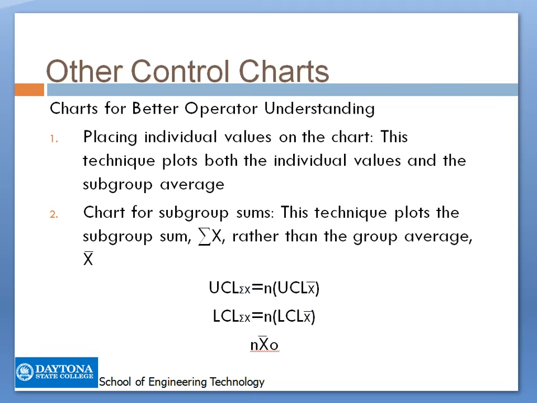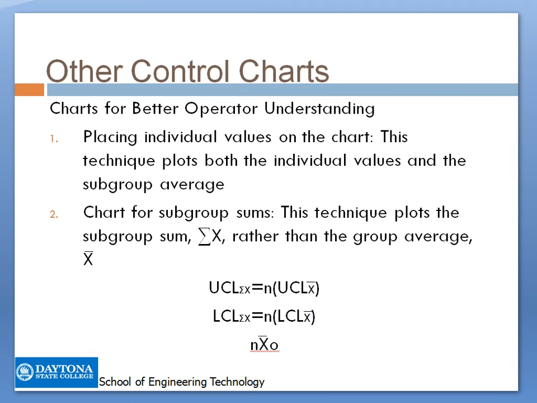And these charts are used because sometimes production personnel have difficulty understanding the relationship between averages, individual values, control limits, and specifications. So these charts will make their life easier. It's going to be easier to understand. It's going to be easier to build, okay? So there are two charts for better operator understanding. The placing individual values on the chart and chart for subgroup zones.